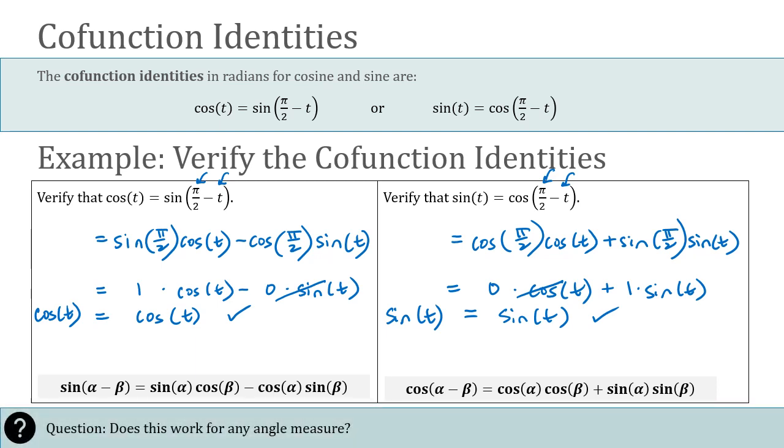Now, does this work for any angle measures? As we mentioned before, this is true for complementary angles that add to 90 degrees or pi over 2. Now, because those angles add to 90 degrees or pi over 2, those angles are acute angles, meaning less than 90 degrees.